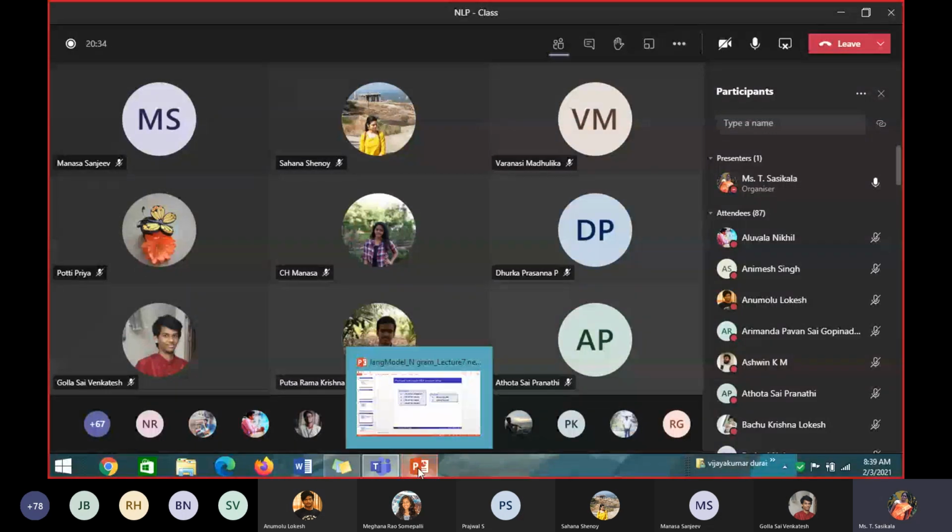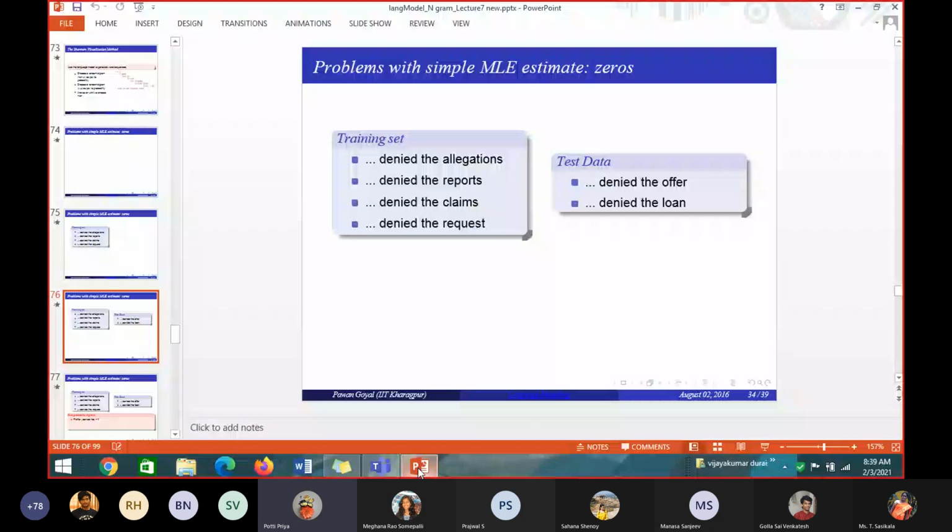Yes, I was just looking at it. We were discussing the Shannon visualization model. After that, we started with probability and smoothing techniques. I have shown this example, right? Yes, ma'am. So last class we discussed smoothing.